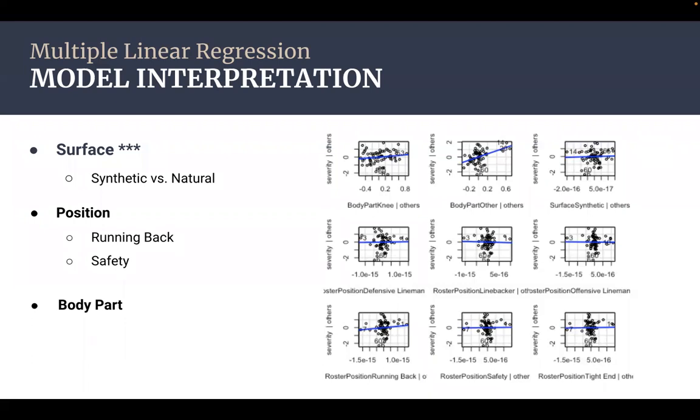And our body part variable. Body part surprisingly had the most significant association with the severity of injury. And I say surprisingly, but after thinking about it, it definitely made sense to me because depending on where you are injured, that could definitely predict how severe the injury may be. So for example, knee injuries have potential to be more severe than toe injuries.